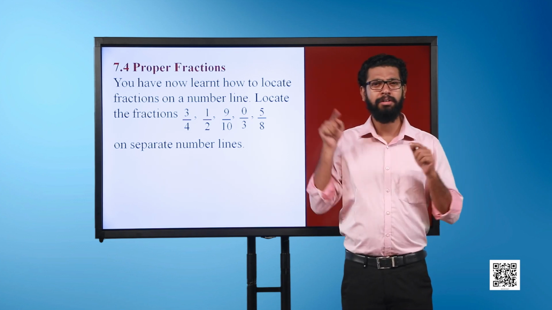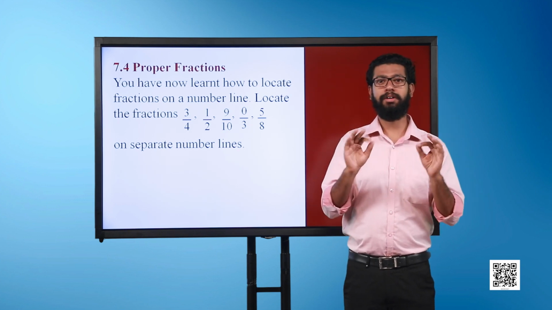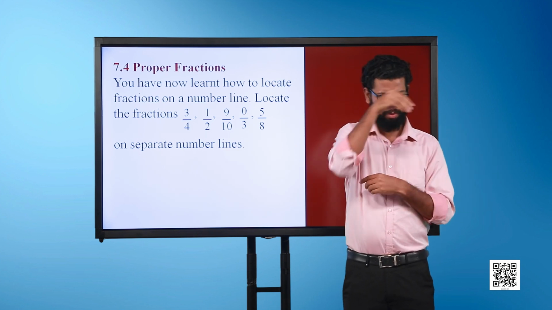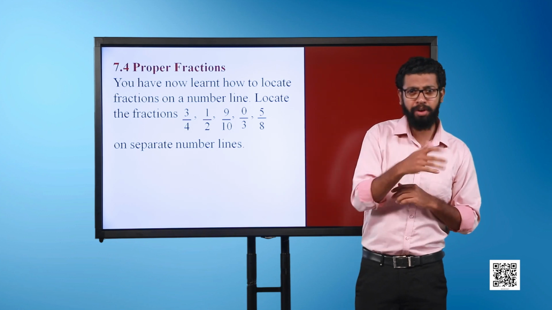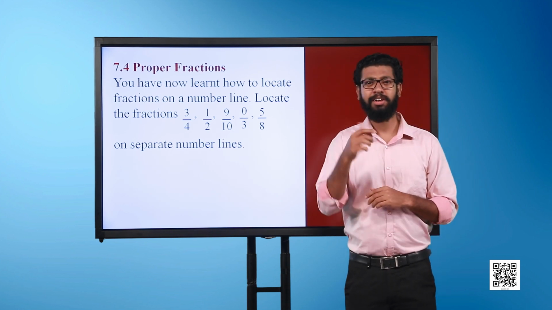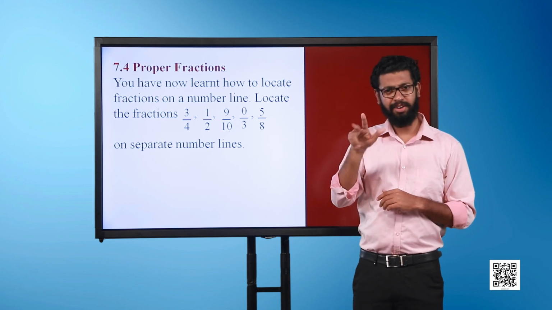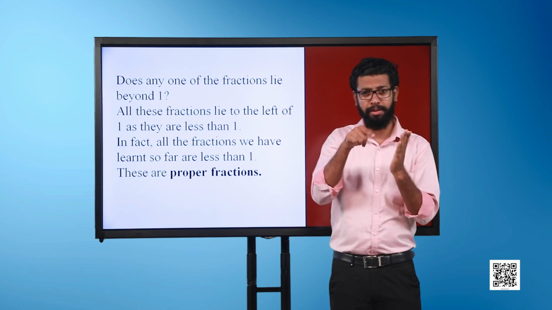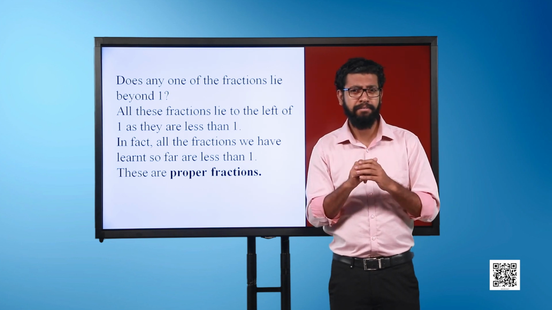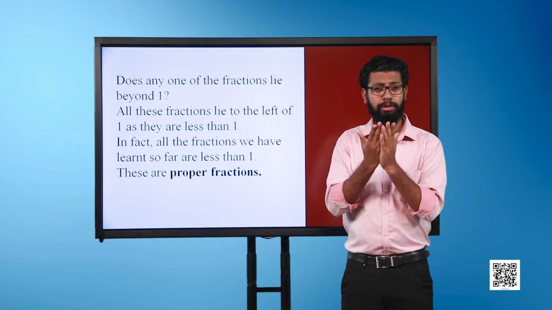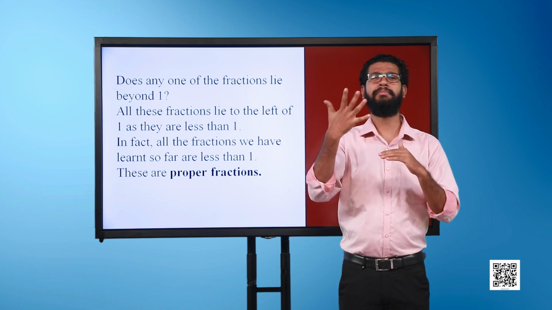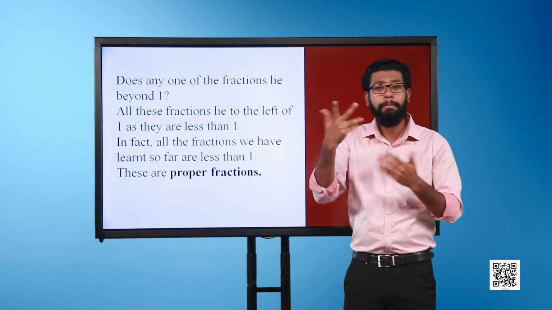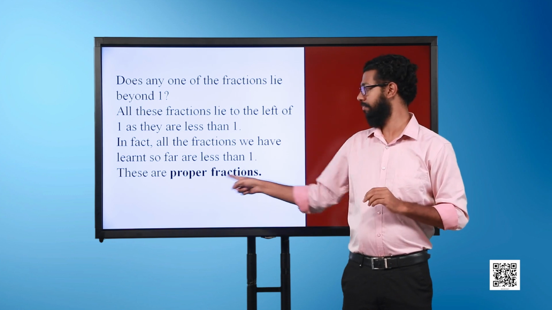7.4 Proper fractions. You have now learned how to locate fractions on a number line. Locate the fractions 3/4, 1/2, 9/10, 0/3, 5/8 on separate number lines. Does any one of the fractions lie beyond 1? All these fractions lie to the left of 1 as they are less than 1. In fact, all the fractions we have learned so far are less than 1. These are proper fractions.